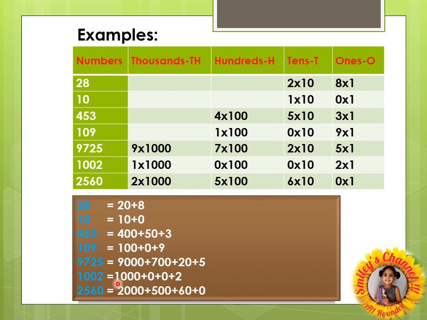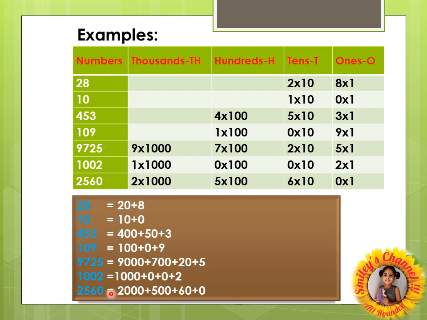See, 1002. 1 is in thousands place. So 1000. Again here you have zeros. Don't think about anything, children. Write 0. And here comes 0. Very good. Here number 2 is in ones place. 2 into 1, 2.